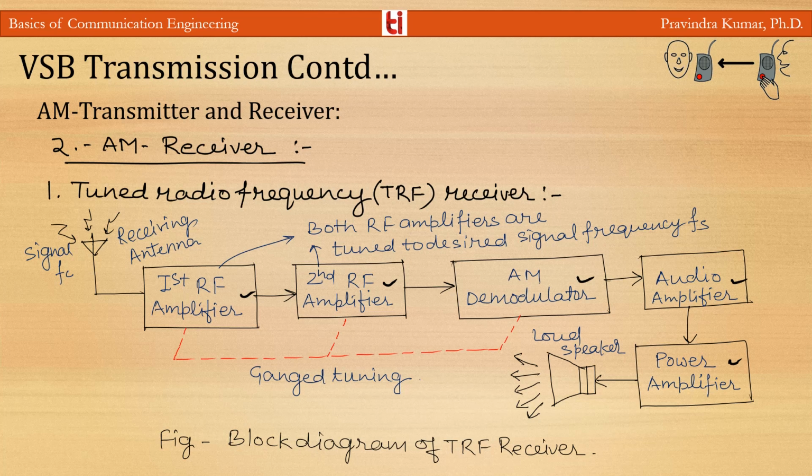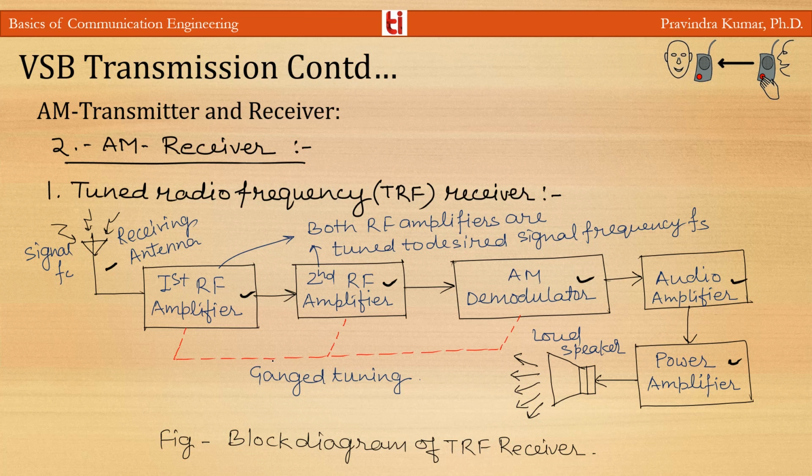AM transmission takes place in the medium wave or short wave band. When the electromagnetic wave passes over the receiving antenna, a voltage is induced in it. This induced signal consists of signals from various transmitting antennas. The RF amplifiers are tuned simultaneously to select and amplify the desired signal and reject all other signals.